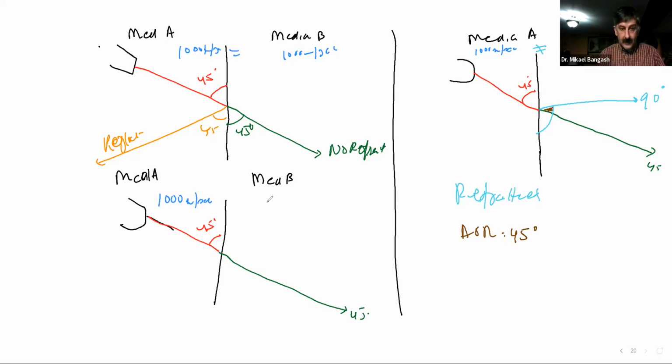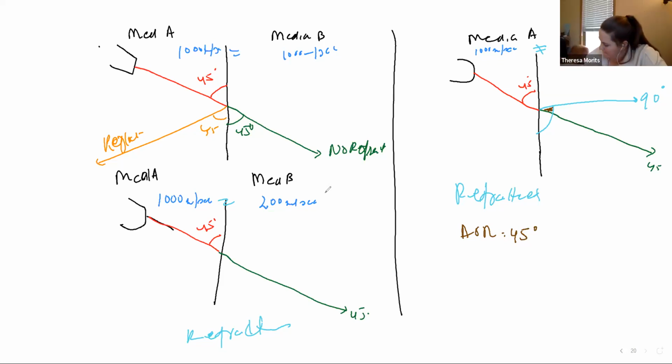Where here in the second medium, it's still going to be at a different speed, and that will still lead to us having a refraction. But let's just say that in this instance, our speed in the second medium, in medium B maybe, let's just say it's 200 meters per second. Did you guys get that? Yes. Good. Clear? Okay.